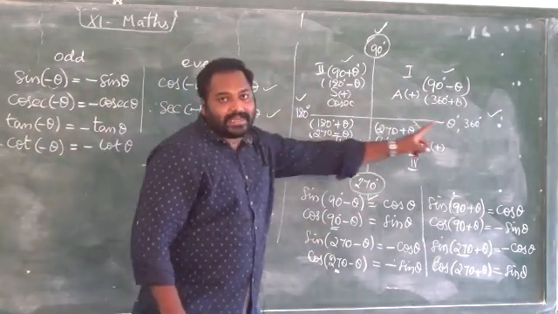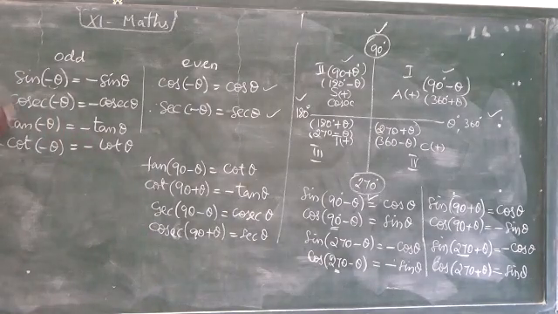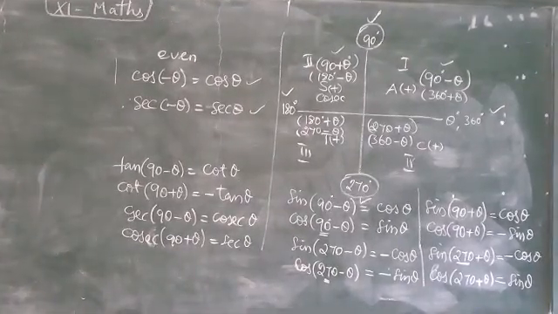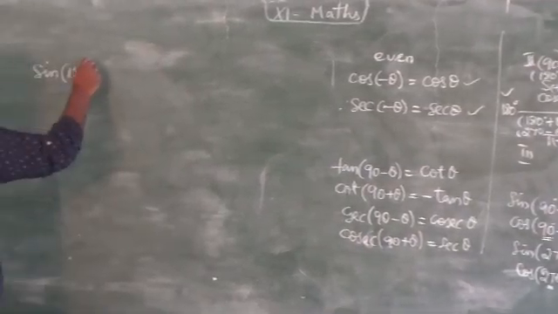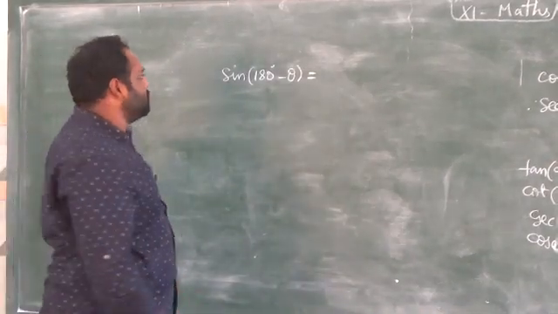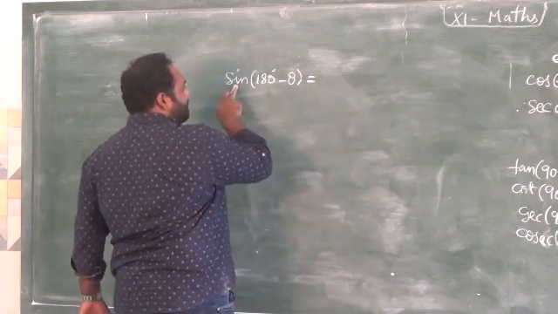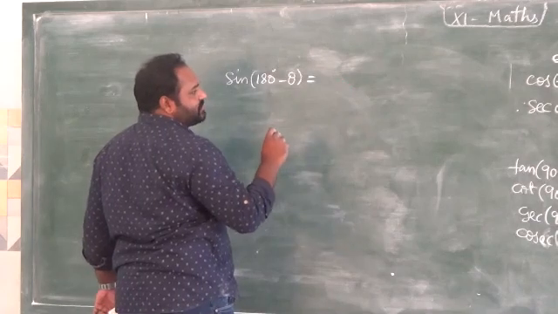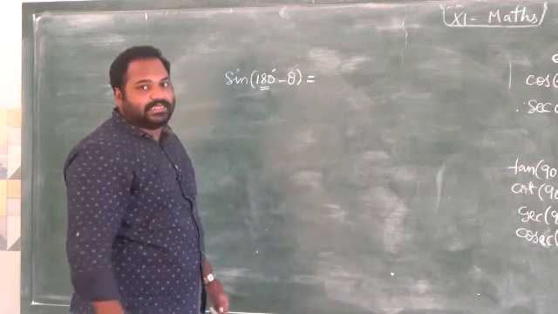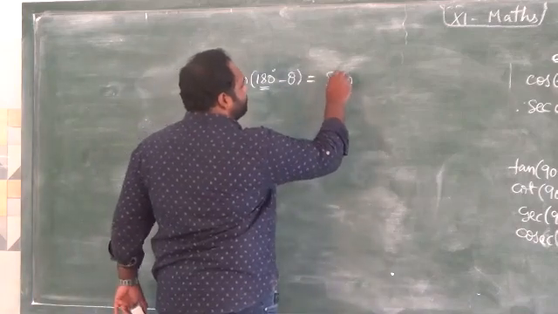Sir, what will happen for 180 and 360? 180 and 360 will not have any changes. For example, sin 180 degree minus theta, which is second quadrant. Second quadrant has sin positive, no? So no change in the sign. Because of 180 there is no change in the co-ratio. Only what you have in the question, you have to write as it is. So sin theta.